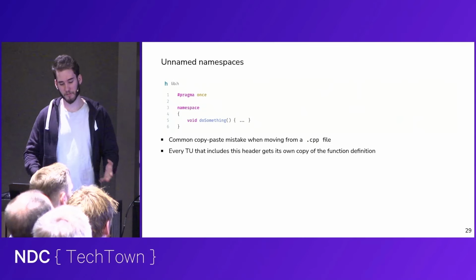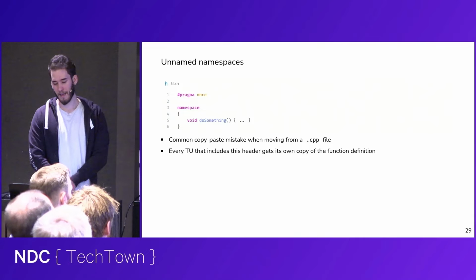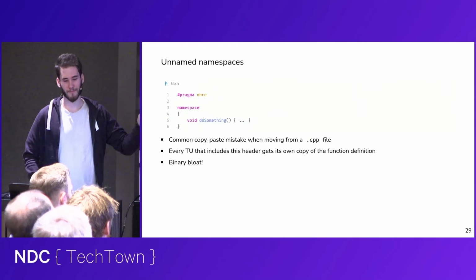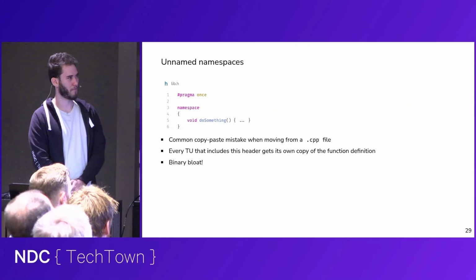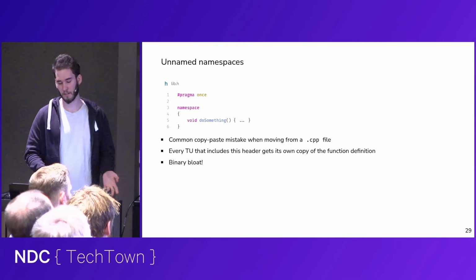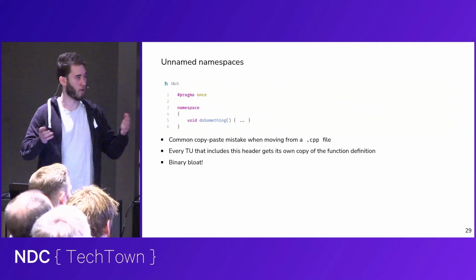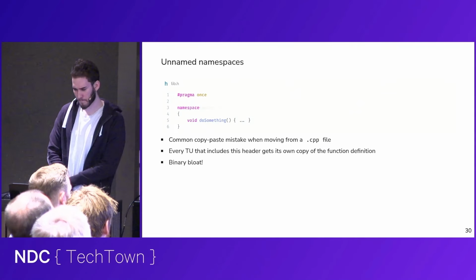But every translation unit that includes this header will get its own copy of the function definition, as we showed before. And that's binary bloat. It's not really an ODR violation, because you're adding this as something with internal linkage, so the linker will be able to have multiple copies of this function, but it's probably not something that you really want, copying this definition of this function across multiple files if it could be defined only once.